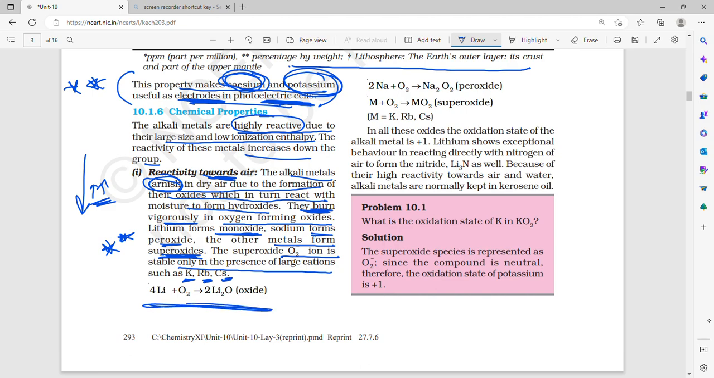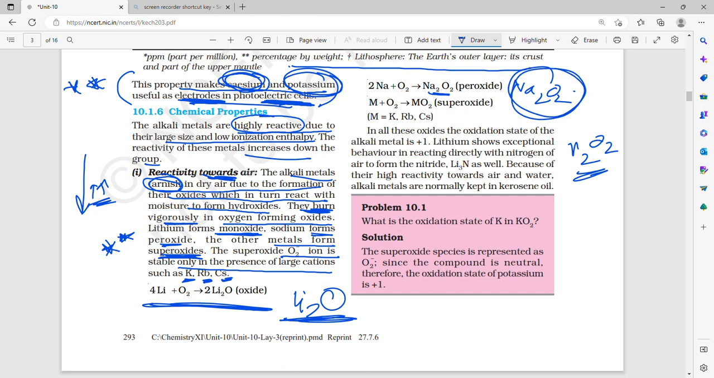So firstly, lithium forms oxide, Li2O. Sodium forms peroxide, Na2O2, like H2O2. Then the rest, that is potassium, rubidium, and cesium, all form superoxides, MO2. So this is very important: lithium forms oxide, sodium forms peroxide, and potassium, rubidium, and cesium form superoxide.